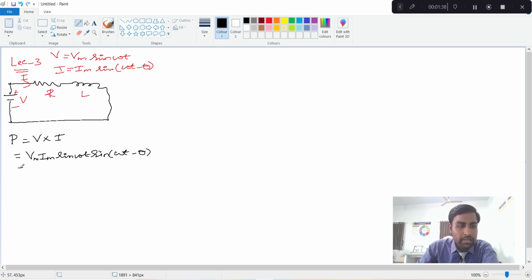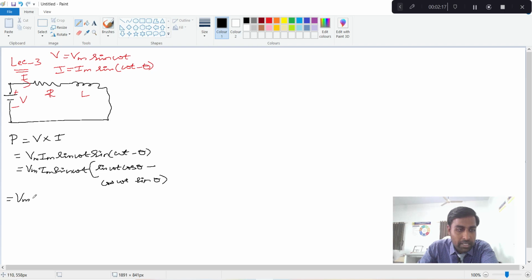Now we know that sine of a minus b gives sine a cos b minus cos a sine b. I am keeping these three terms as they are, sine omega t, and instead of sine of omega t minus theta, I am going to write sine a cos b minus cos a sine b. I have just expanded the sine of omega t minus theta. Now I am going to bring these three terms inside the bracket and multiply.